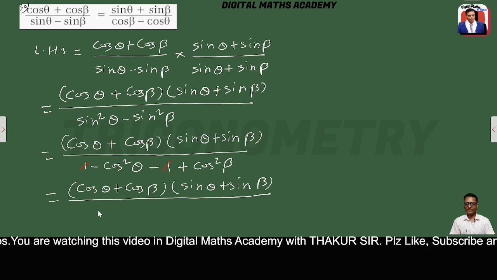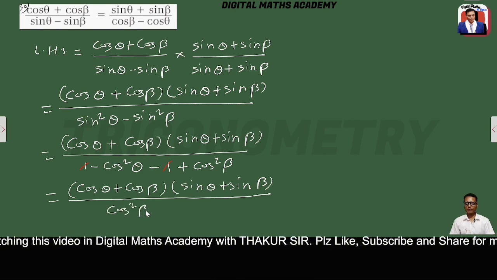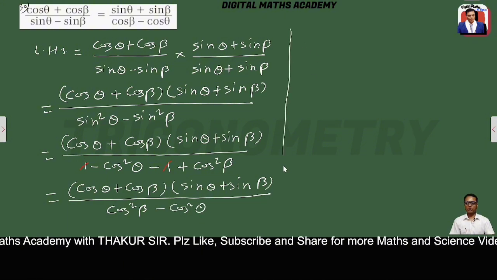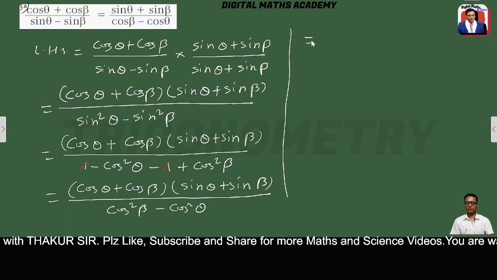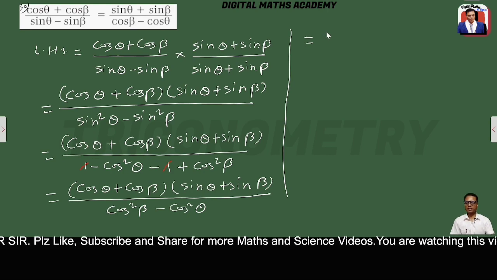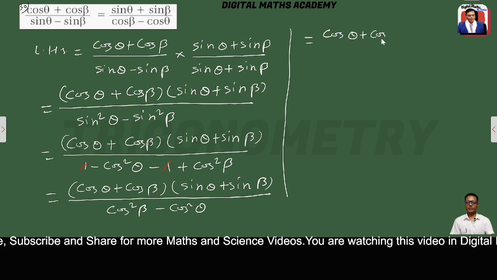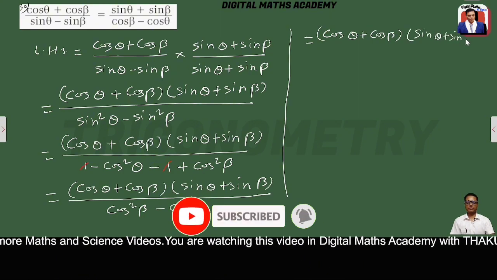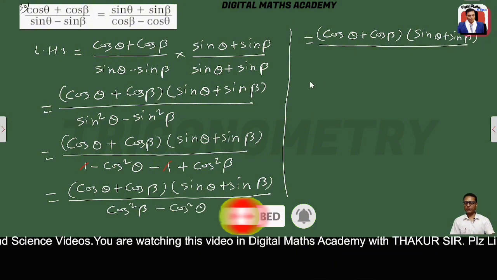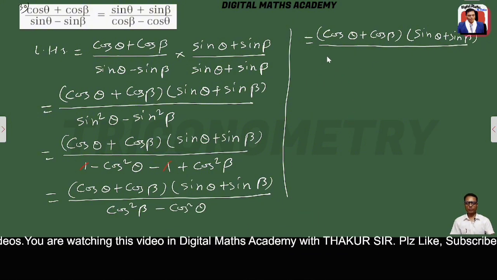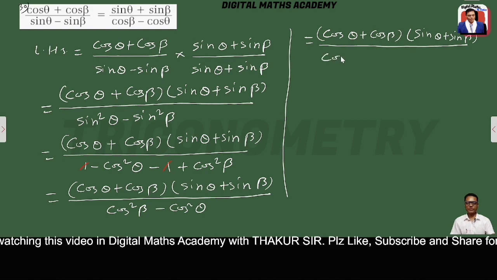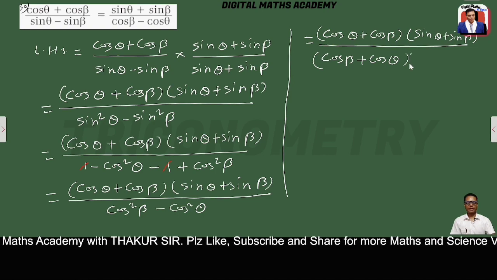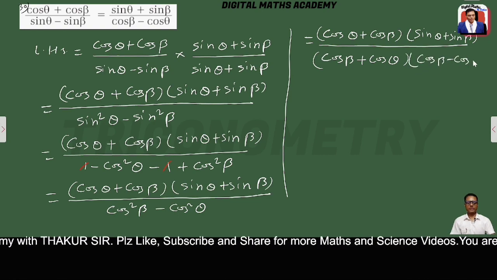So write cos²β at first, so we write here cos²β positive at first minus cos²θ. Now we apply the formula a² minus b² at the denominator, numerator as it is. So we have here cos θ plus cos β, and here sin θ plus sin β, and now here a² minus b², so we apply the formula a² minus b² as a plus b into a minus b. So we have cos β plus cos θ, then we have cos β minus cos θ.